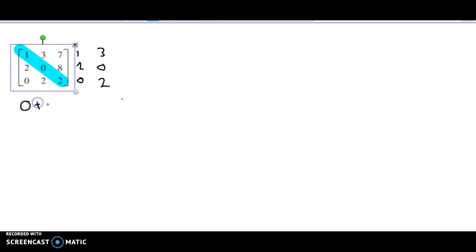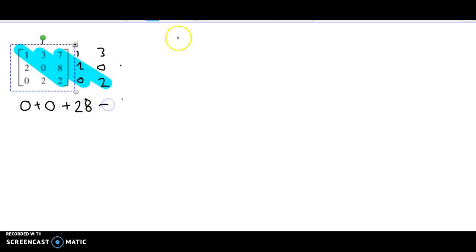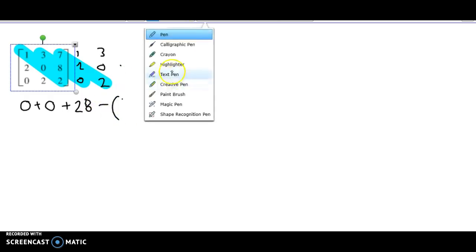That's 0 plus 3, 8, and 0. Multiplying all of those gives me another 0. Plus 7, 2, and 2, which gives me 28. Minus, and put some parentheses around that.